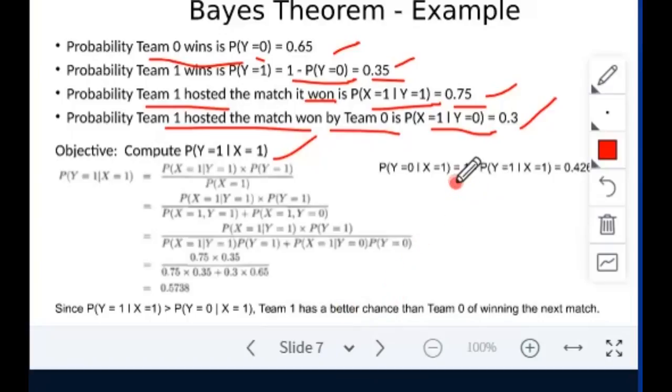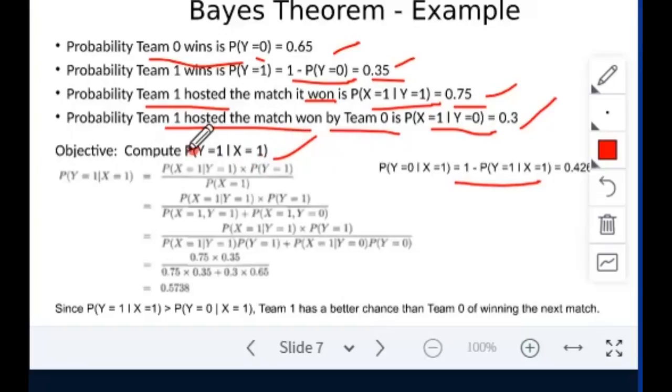Here I have given x is equal to 1. I'll share the PPT. We have to compare against this. First, we have to compute the chances of team 1 winning, that is, team 1 wins the next match. Team 1 is hosting the match in their place, against team 0.